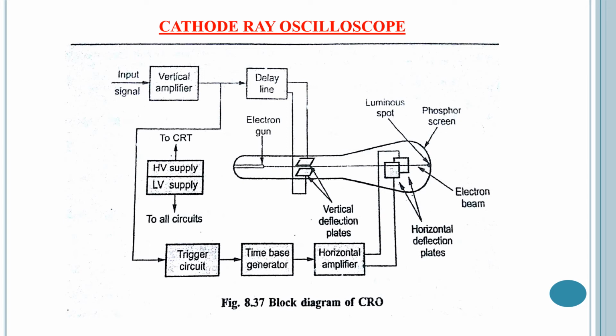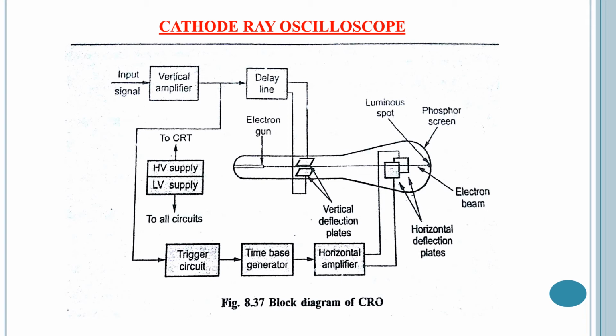The second one is the electron gun assembly. The electron gun assembly consists of an indirectly heated cathode, a control grid, a focusing anode, and an accelerating anode, and it is used to produce a focused beam of electrons. The third one is the deflection plate assembly. This consists of two sets of deflecting plates within the tube beyond the accelerating anode, and it is used for the deflection of the beam. One set is called the vertical deflection plates and the other set is called the horizontal deflection plates.